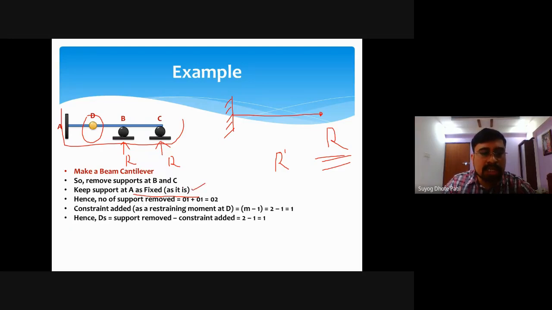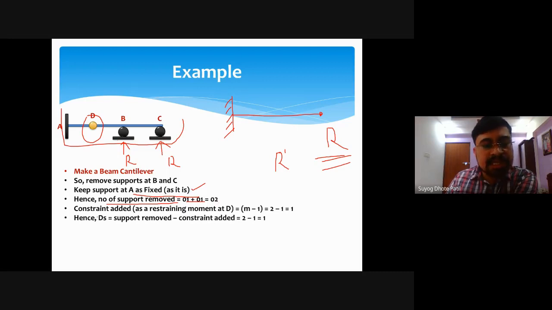Then the number of supports removed is 1 plus 1. If there were hinge supports, there would be 2 plus 2, which is 4, so the total reactions removed would be 4. The next problem with hinge supports we will discuss further. Here it is a roller support, so for a roller support the reaction is only one. So for removing these supports, the support removed is 1 plus 1, which is 2.